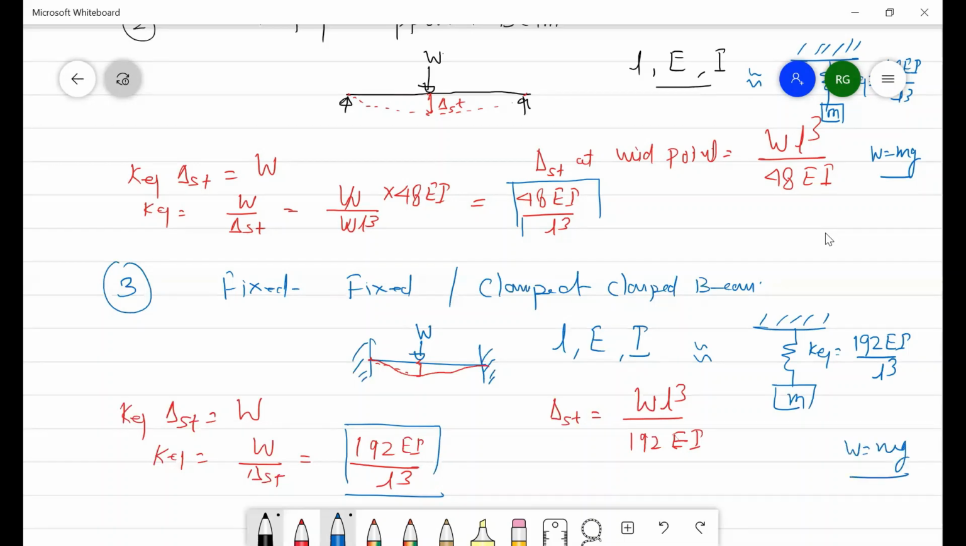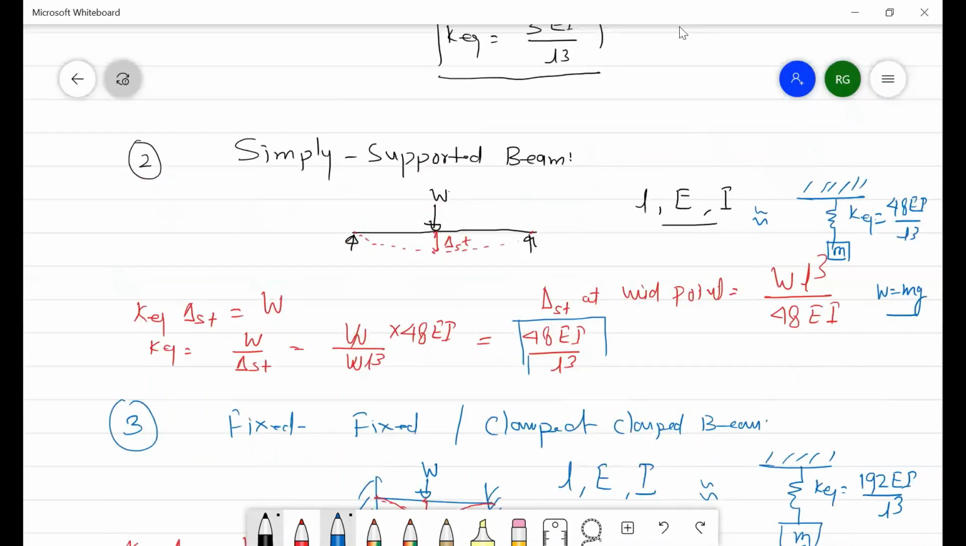This is how we can consider beams as a spring by converting them into a single degree of freedom system, which is equivalent to the continuous system. So we can model a continuous system as a single degree of freedom system, and we can find K equivalent for different boundary conditions of the beam. So thank you.